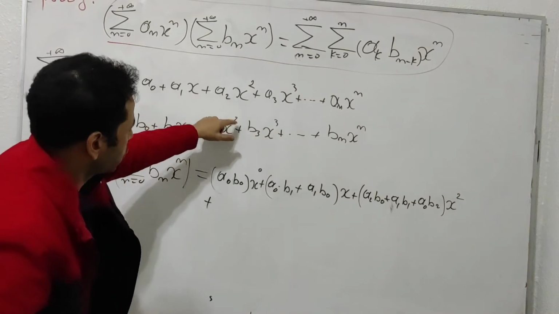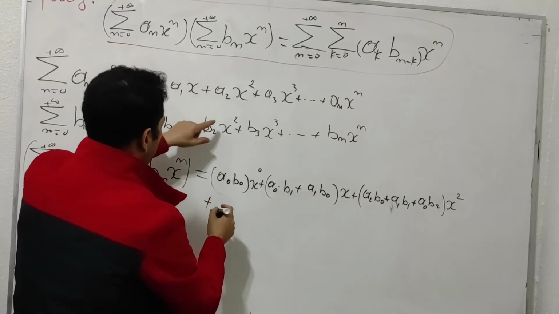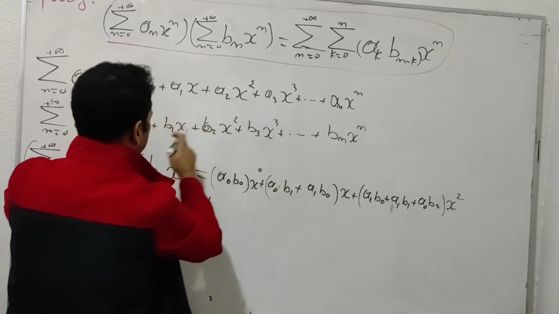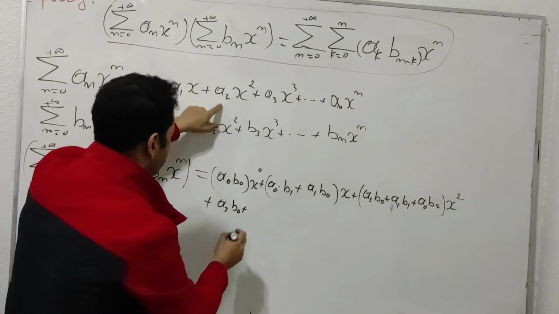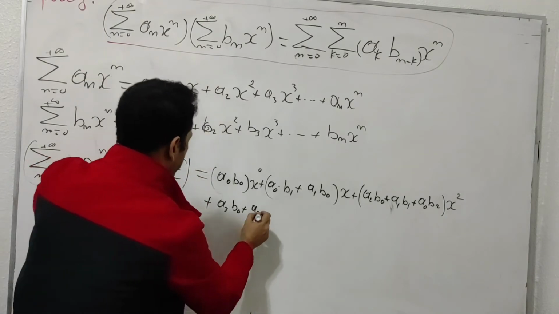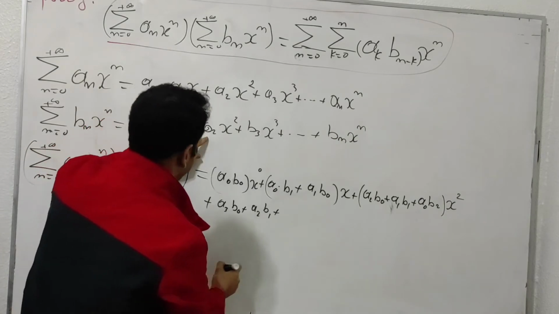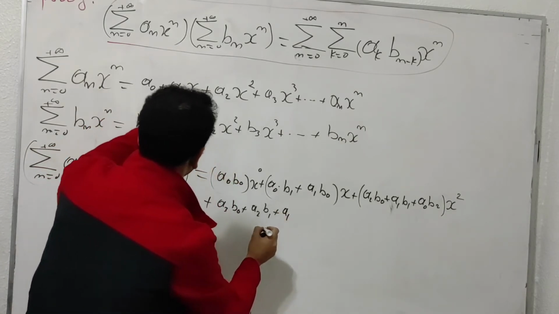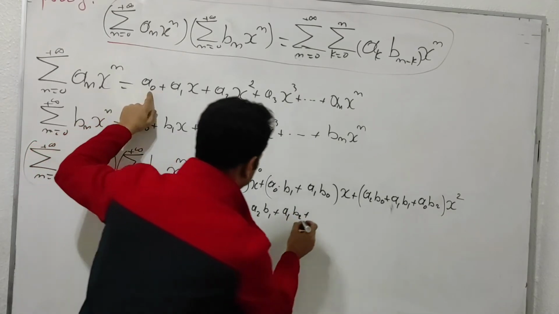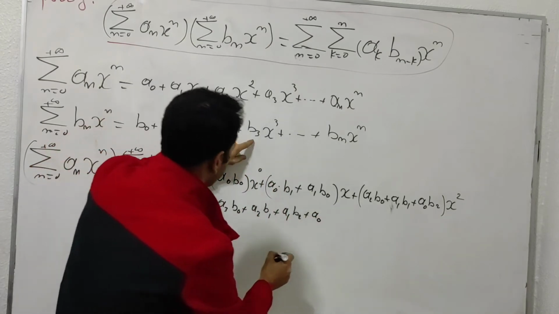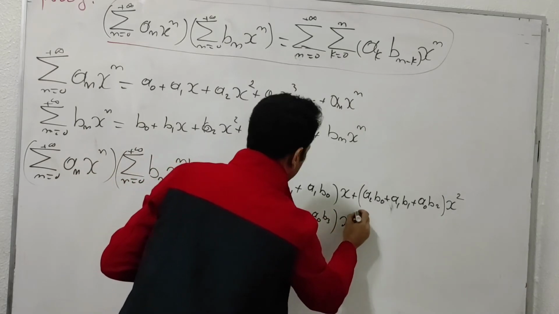Next, I'm going to calculate for x cubed. We'll have A sub 3 multiplied by B sub 0. For the second term, I will have A sub 2 multiplied by B sub 1. For the third term, A sub 1 multiplied by B sub 2. For the last term, I get A sub 0 multiplied by B sub 3. The whole thing is multiplied by x cubed.